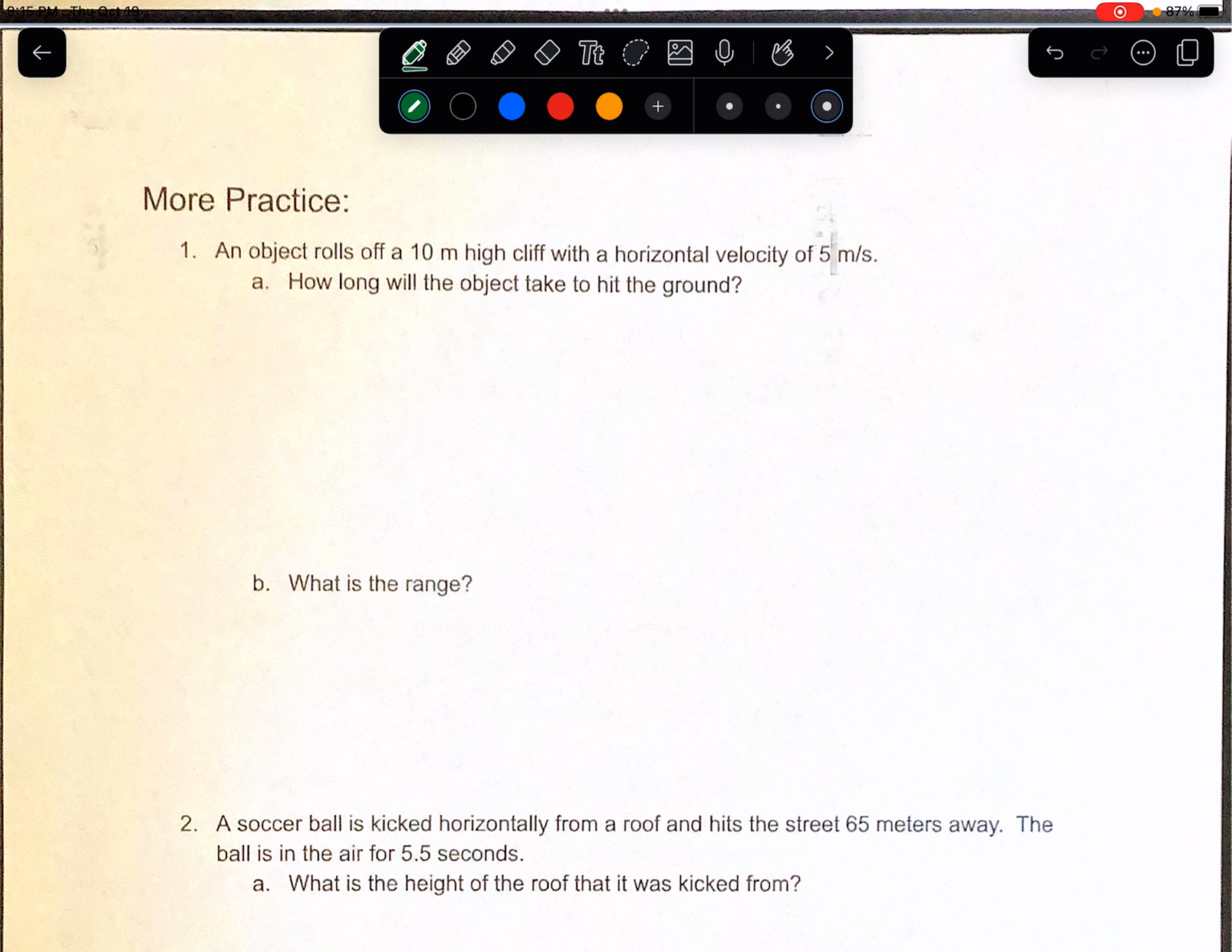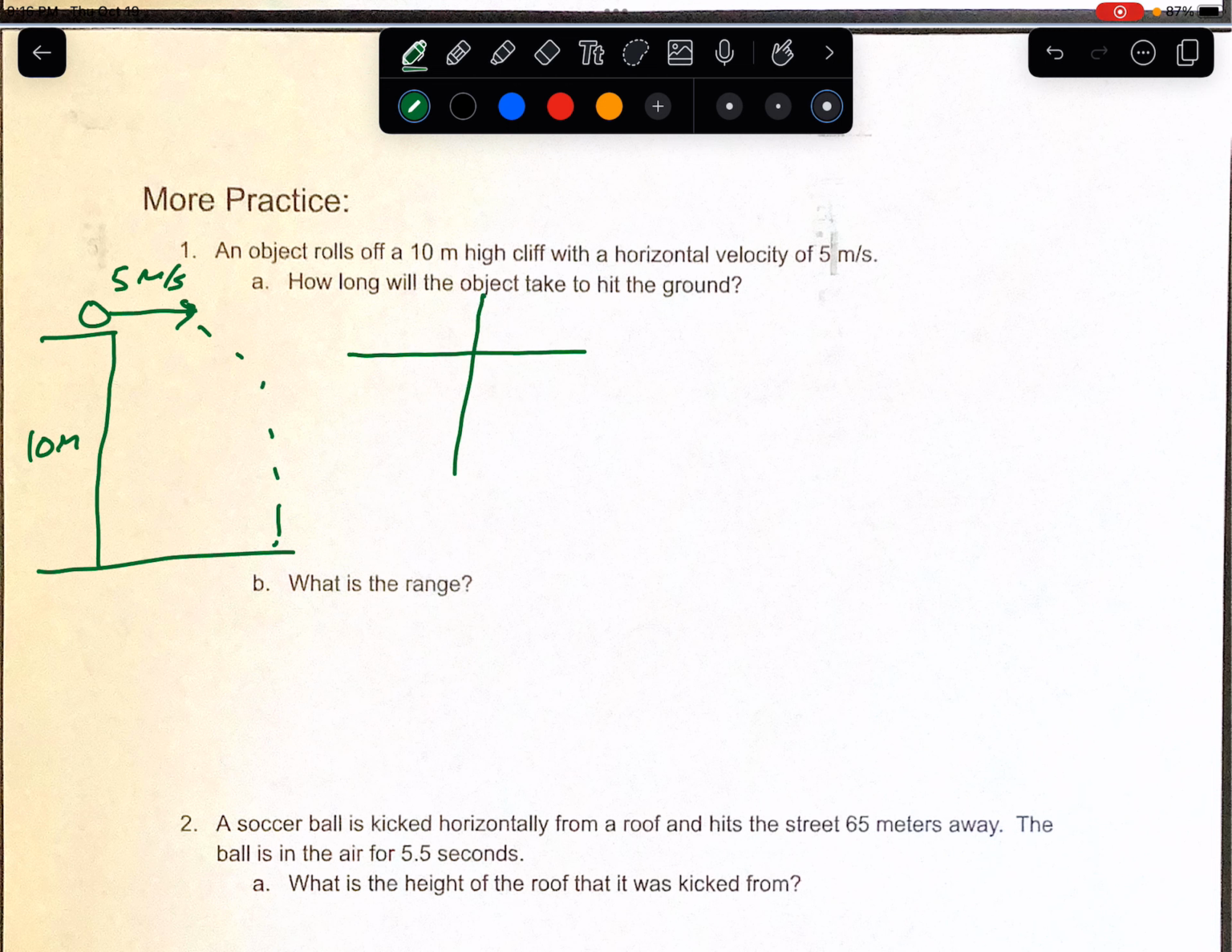So number one, an object rolls off a 10-meter high cliff. I'm going to draw my cliff, 10 meters high, and it has a horizontal velocity of 5 meters per second, so it's going off at 5 meters per second. Here's our trajectory. Now we're going to set up our t-chart. We have our x, we have our y. Remember, horizontally we have vx, dx, and t, and vertically we have our daffy t.